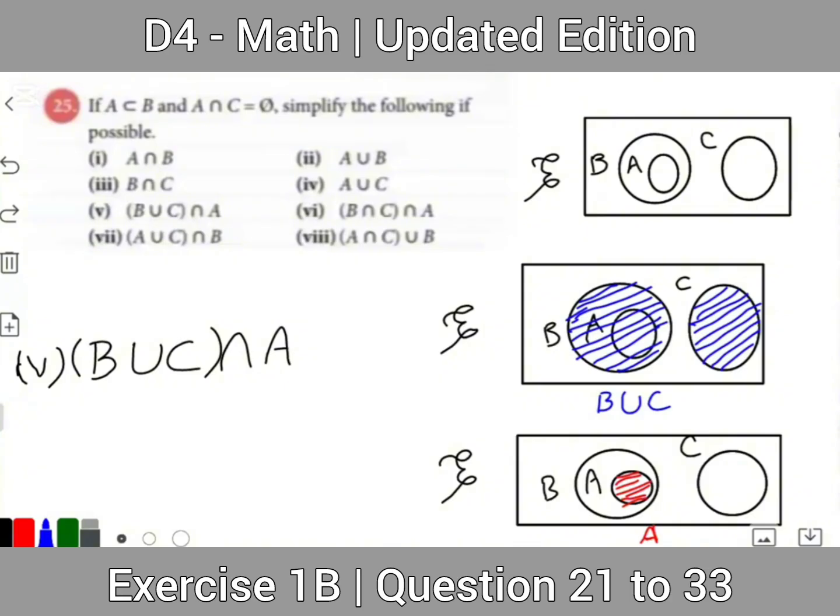Now in the last Venn diagram, we will use the green color to shade the region to represent the set B union C intersection A. So in both the Venn diagrams, we just have to shade the region that is common in the first and second Venn diagram, and that is the region for the set A only. So by using the last or the third Venn diagram, we will get B union C intersection A is equal to A.